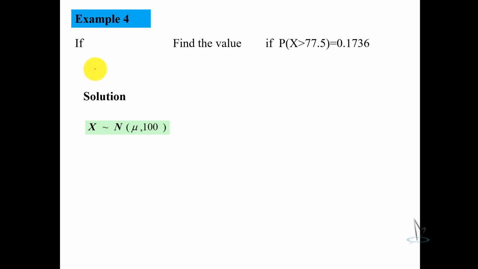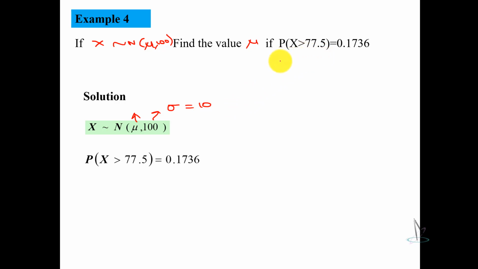Right, so if X is a normal distribution with mean mu and variance 100, find the value of mean if probability for X greater than 77.5 is equal to 0.1736. So now the mean, we didn't know the value, so we want to find it. But I know the variance is equal to 100, so that means my sigma is equal to 10.